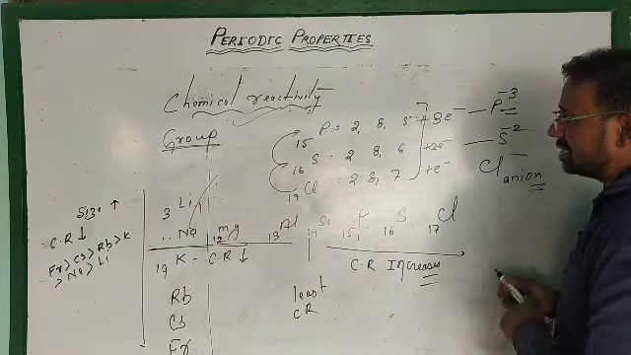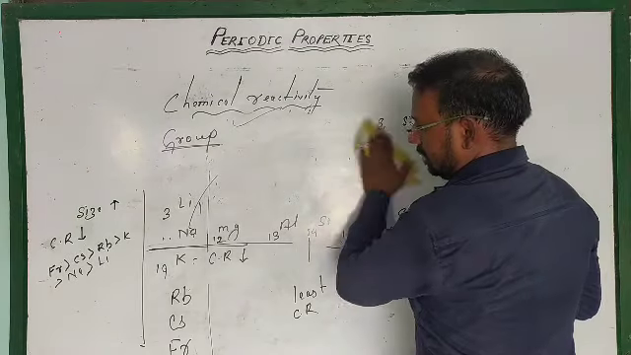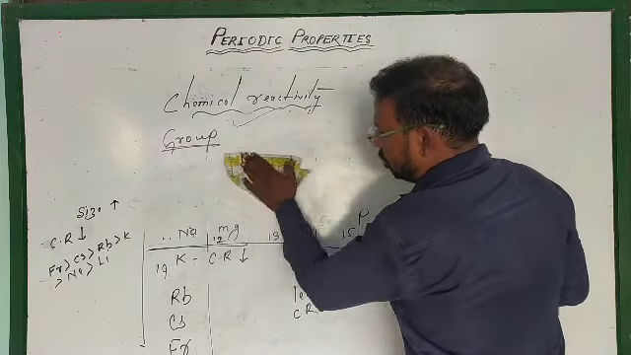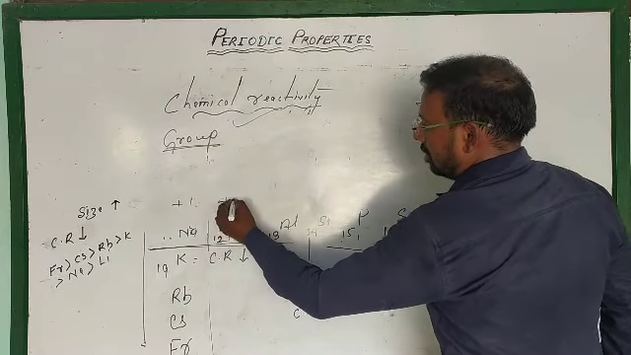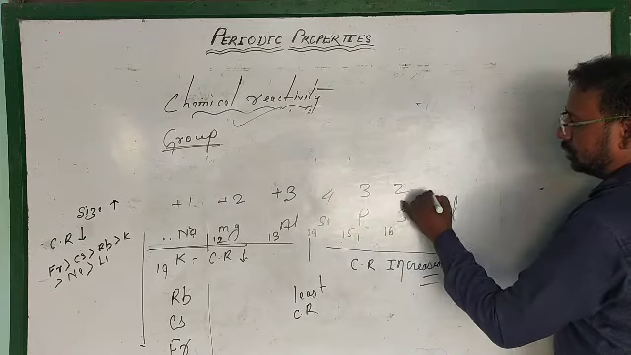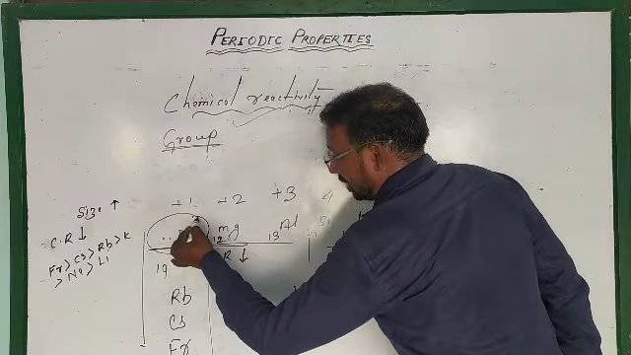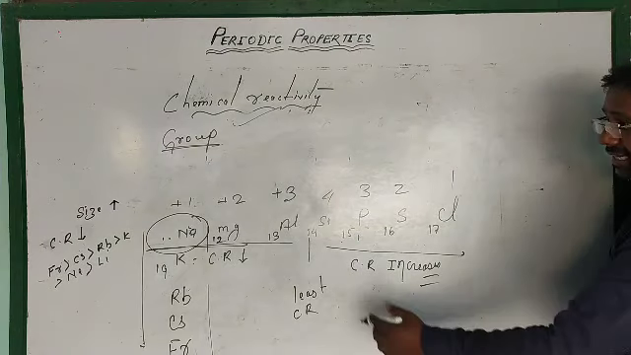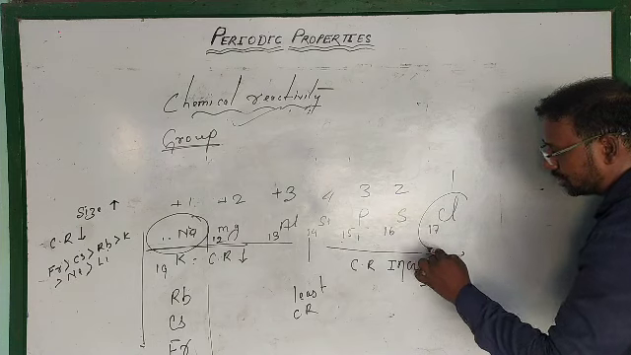If we write the valency in this group, what is the valency of sodium? +1, +2, +3, 4, 3, 2, 1. So here this is the most reactive in the case of metals, and in the case of this period only, this is the most reactive.